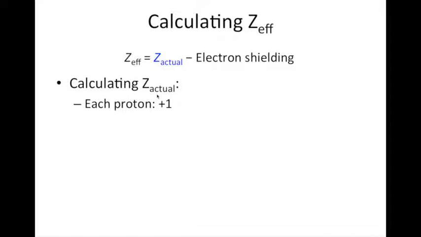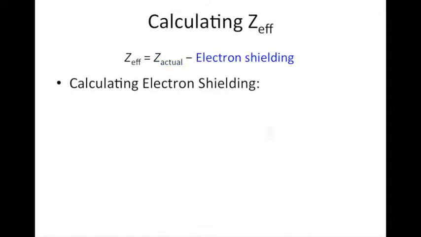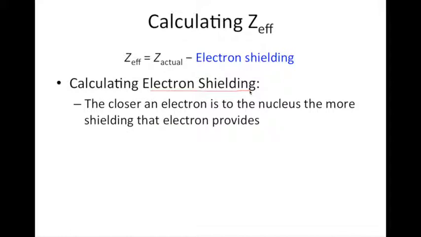That's pretty simple. For each proton in the nucleus, we get +1 for the actual nuclear charge. So if an atom has three protons in the nucleus, its actual nuclear charge would be 3. So Z actual is equal to the atomic number for that atom. Calculating the electron shielding, of course, is a little more difficult. We have to look at where an electron is in the atom in order to determine its shielding value.